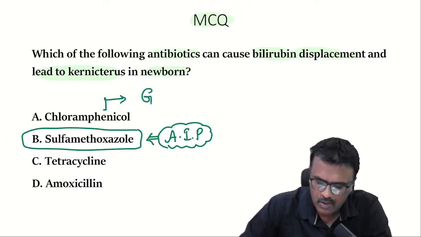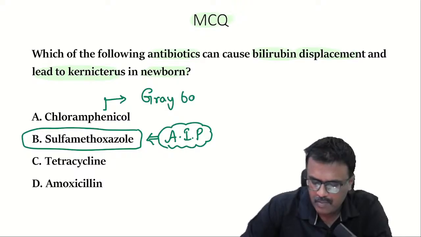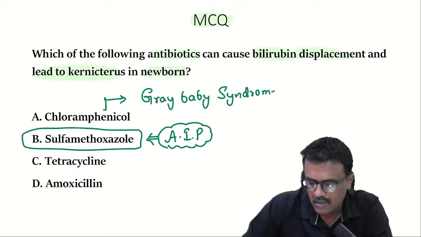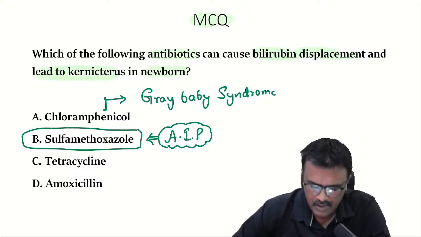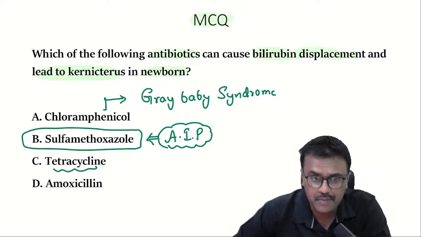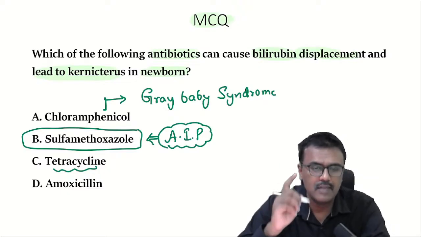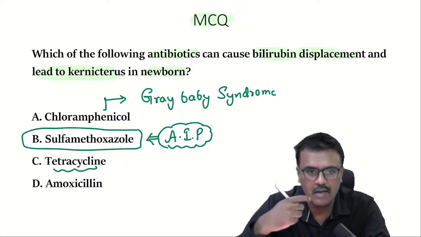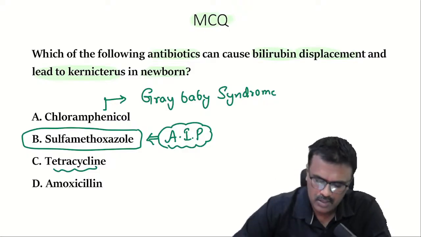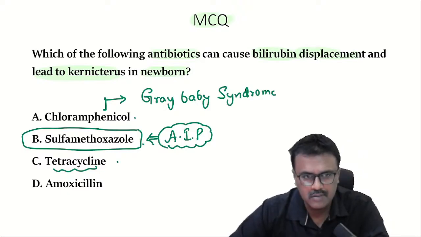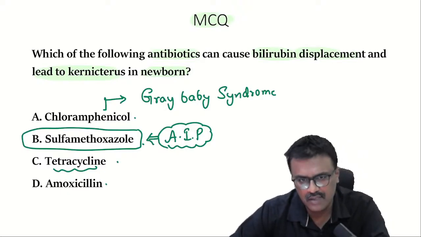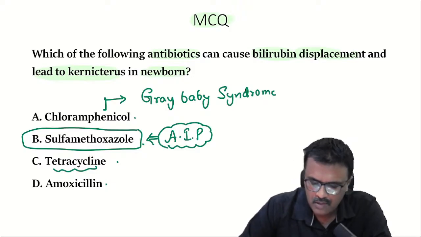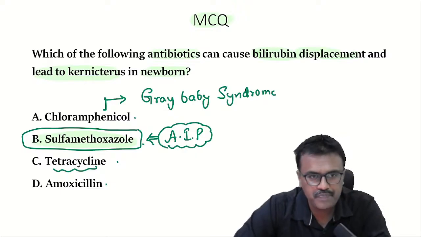Chloramphenicol can cause gray baby syndrome if you give it in premature children, premature baby. Tetracycline can lead to damage to the teeth. The teeth may become discolored and bone damage. So all these three drugs are not given in children. What is the safest one is amoxicillin is safe. But the question is asking which will cause bilirubin displacement. It is sulfamethoxazole. That is sulfonamides.